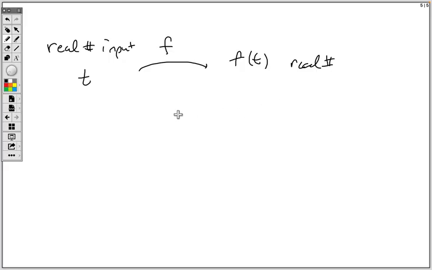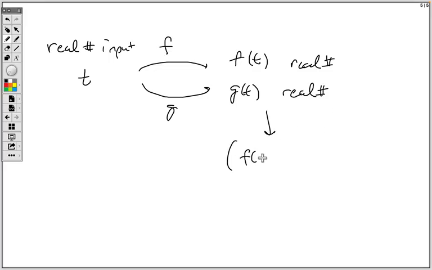So with parametric equations, what we do is we associate a real number t with two functions, an f and a g, each on their own, and then we pair them together to create a point in the plane, f of t, g of t. So the long and short of it is I'm taking a real number and I'm associating with a point in the plane.